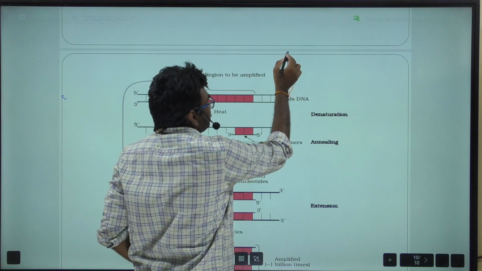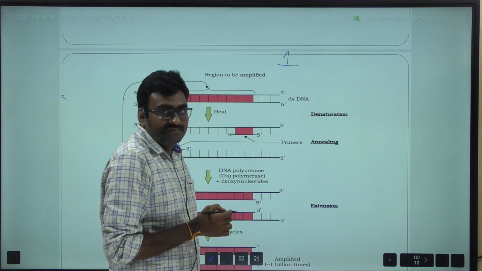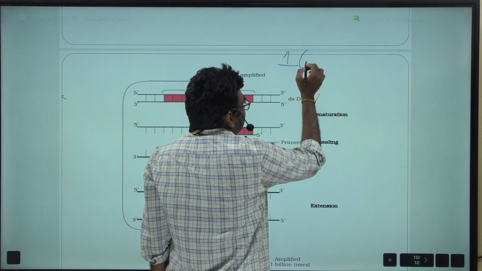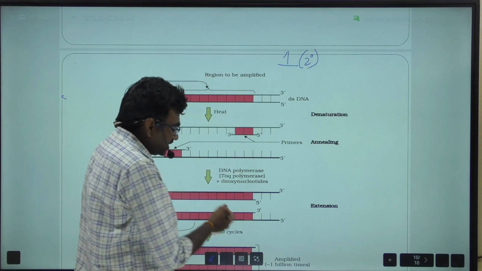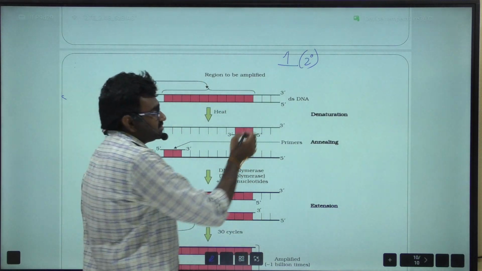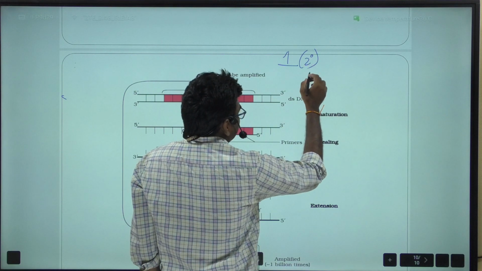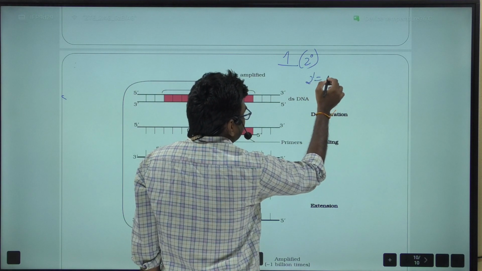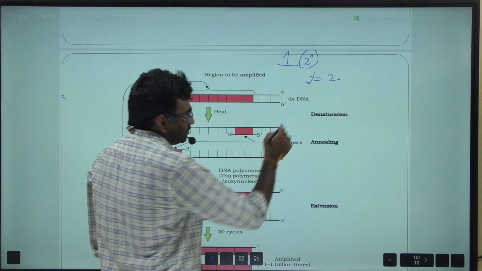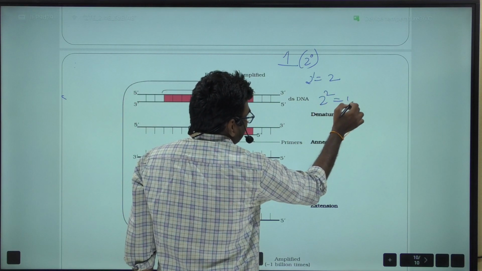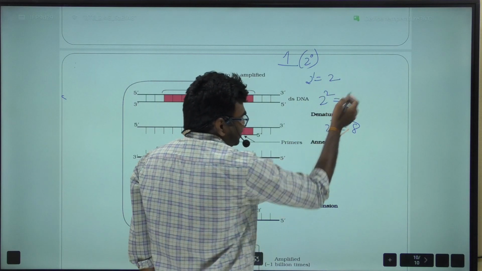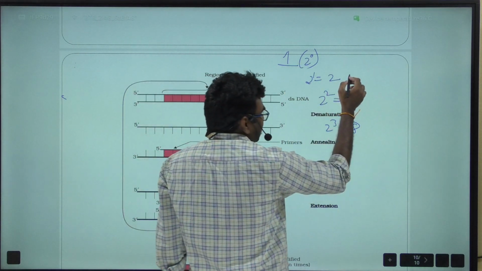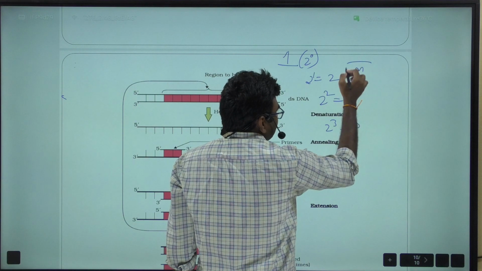So assume one gene of interest, 2 power 0, is 1. After completion of one cycle we get two strands. So 2 power 1 is equal to 2 strands, 2 power 2 is equal to 4, 2 power 3 is equal to 8. So it follows a pattern. The pattern is the 2 power n pattern.